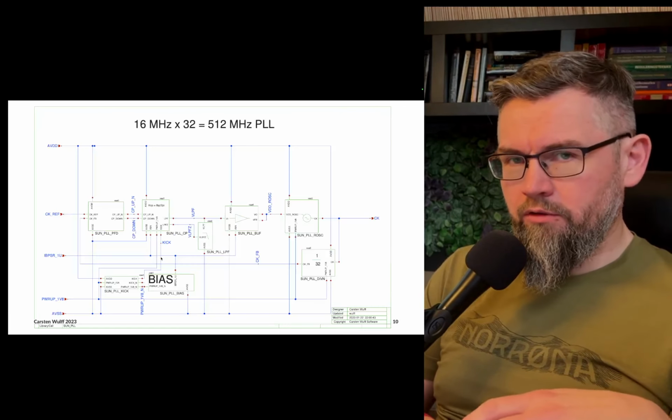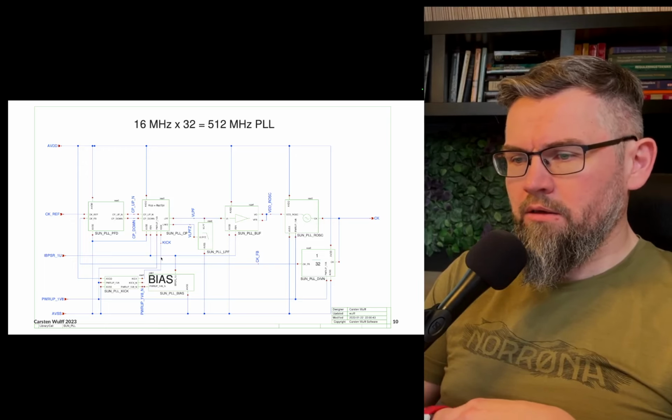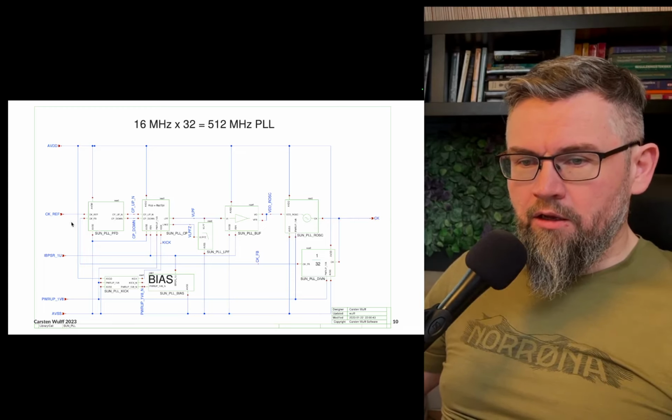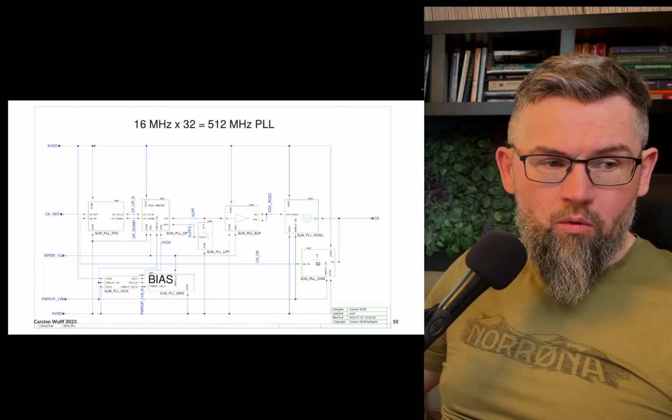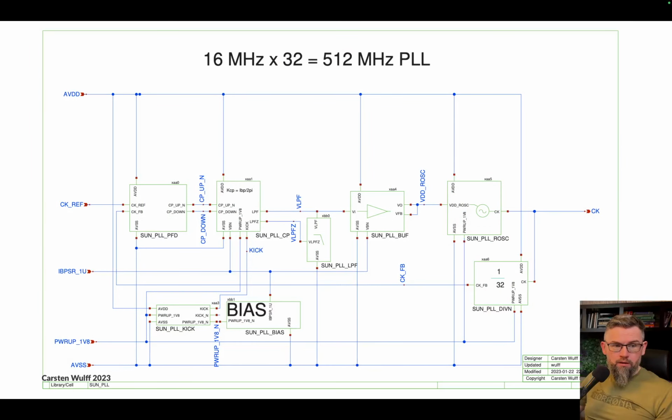So the way I'm going to structure it today is I'm going to go through each of the blocks in a PLL. So principally, we have an output clock that's called CK. We have a reference. So the output clock, and we have our reference clock. That is, for example, 32 megahertz.